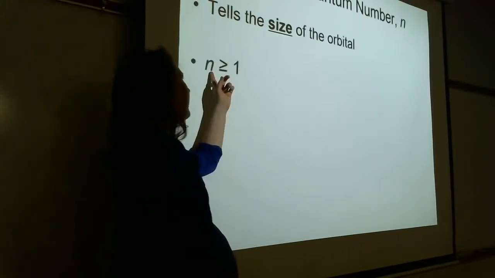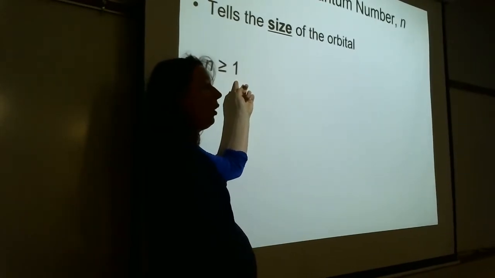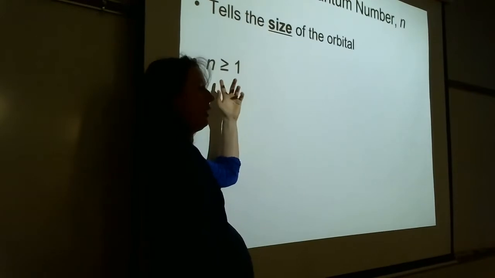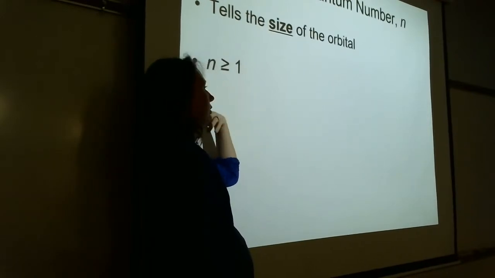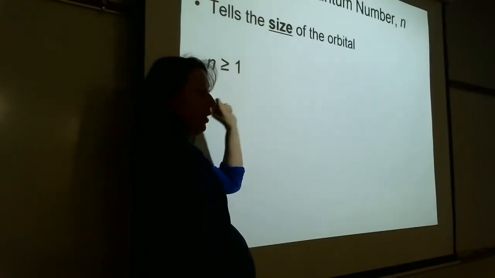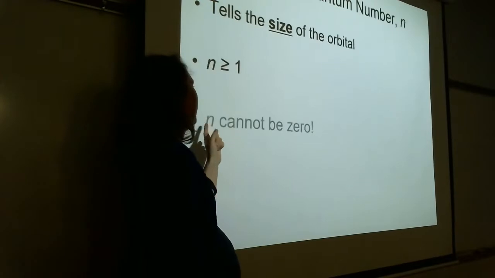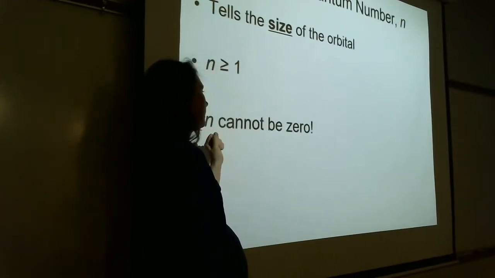N can be any number greater than or equal to 1. And it must be a whole number. Okay? You can't have n of 1.5 or 2.6. It has to be a whole number greater than or equal to 1. N cannot be 0. Cannot be 0.